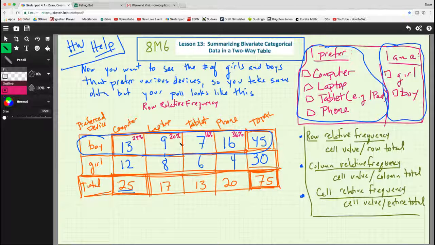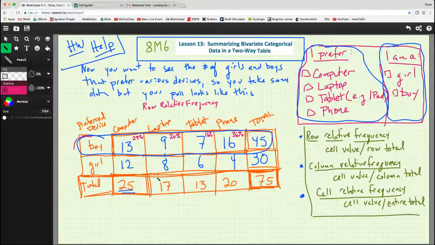Okay, so the way we read this row relative thing is we're just talking about our boys. So of the boys in the class, 36% preferred phone, 29% preferred computers, then laptops, then tablets. So boys have a preference for phone.